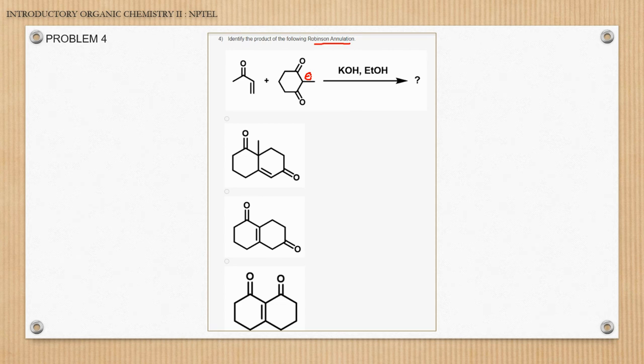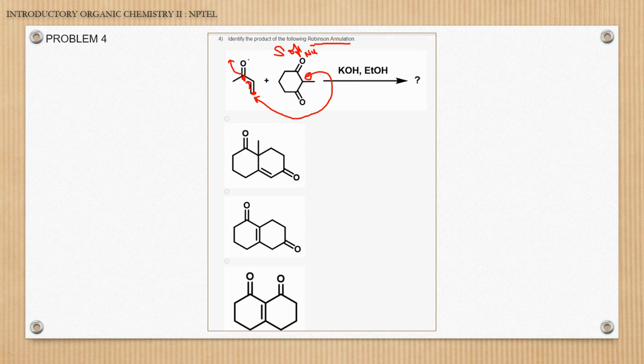So now again it will give a 1,4 addition to this alpha beta unsaturated ketone. Why? Because it is in conjugation with this particular system, making it a soft nucleophile. If it is a soft nucleophile, then it has to add to a soft electrophilic center. And we know that this is the soft electrophilic center, and this is the hard electrophilic center. So now this will attack on this position. This will go here, and this will go here. That means an oxyanion is getting generated.